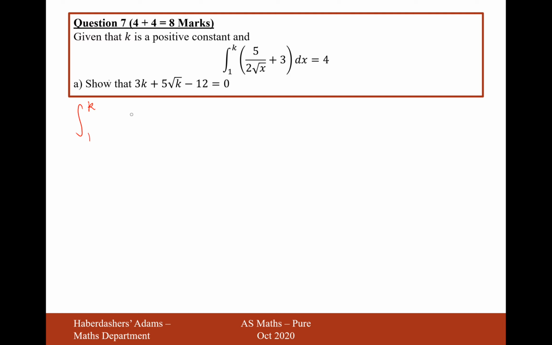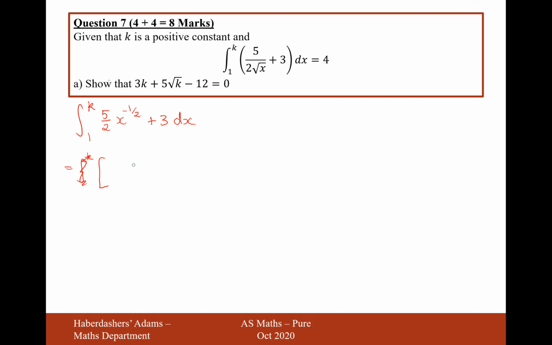Let's rewrite this integral more in an integratable form. So 5 over 2 x to the minus half, that's how you would rewrite this root x indice, plus 3 dx. This will equal the integral from 1 to k. Oh, in fact, we can start integrating now, can't we?